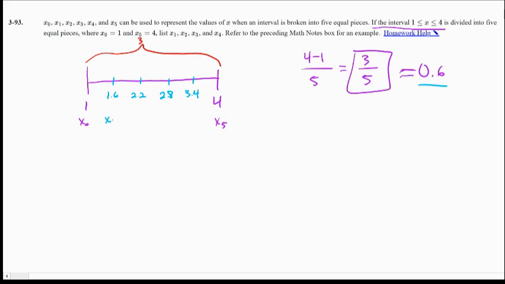I'm going to label them as x sub 1, x sub 2, x sub 3, and x sub 4. And so all these numbers have some sort of subscript notation attached to them, and that's going to help us for a future concept.